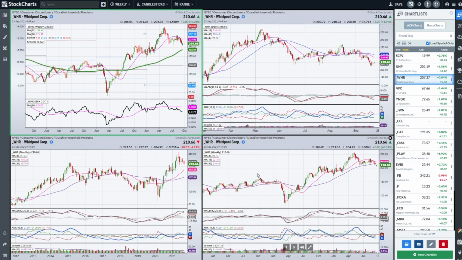Whirlpool. So this is a stock that actually was requested a few months ago, and we're getting another request now. So we're back to this 200 area. What I was saying, I'd like to see this consolidate, and as long as it holds the 200 area, then I think the bigger picture pattern is still in pretty good shape.